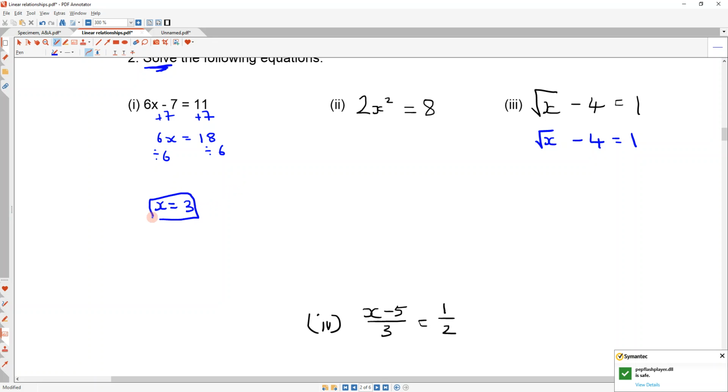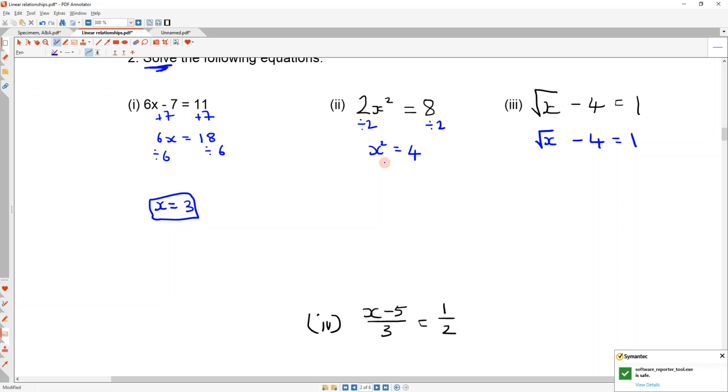Okay, good. This one exactly the same. Isabel, if I want to make this just x squared equals something, what do you have to do? You're dividing both sides by 2. What is the 2 doing to the x squared? It's multiplying. So to get rid of it, I have to divide. 8 divided by 2 is 4.